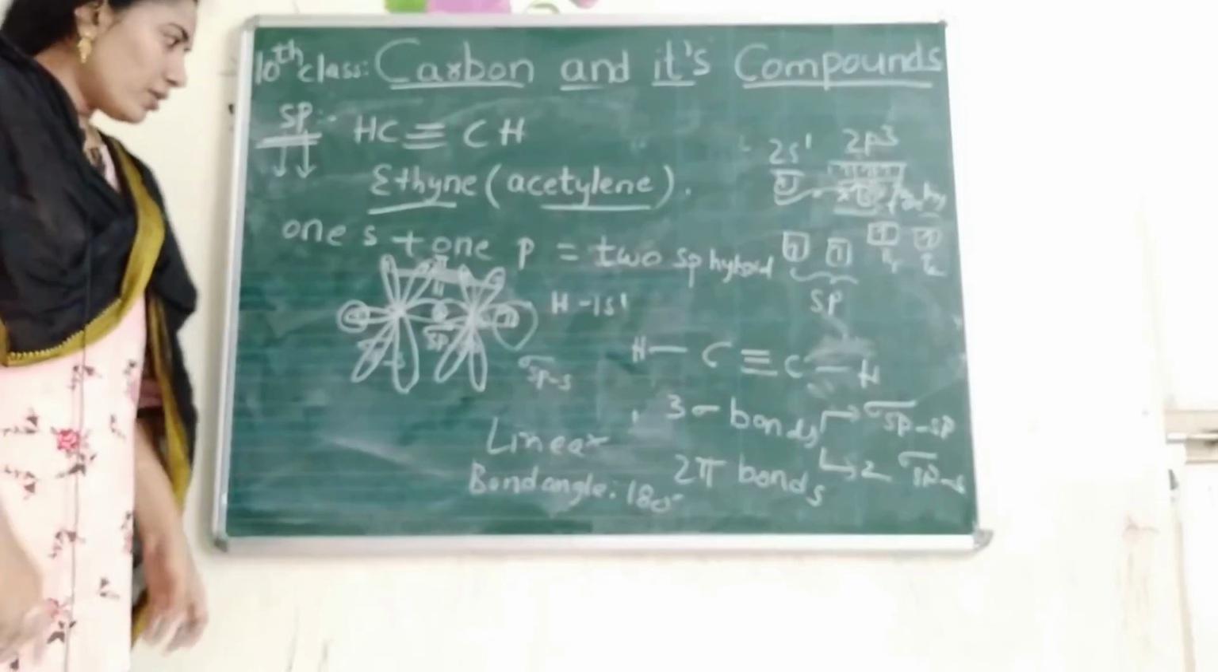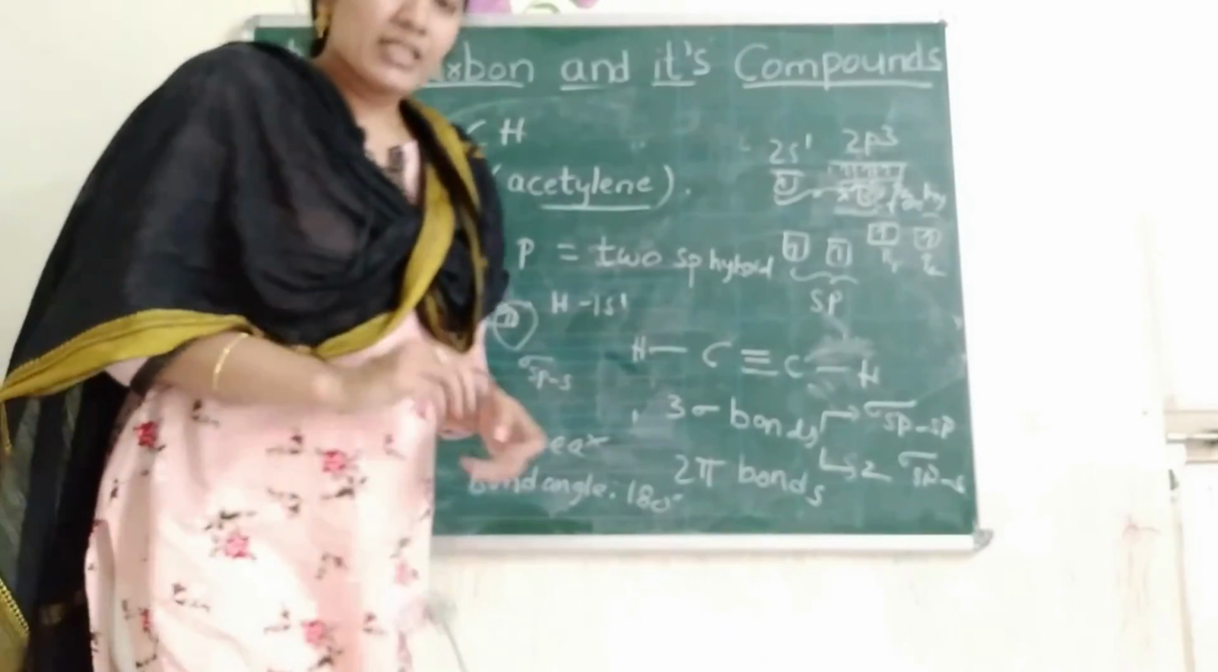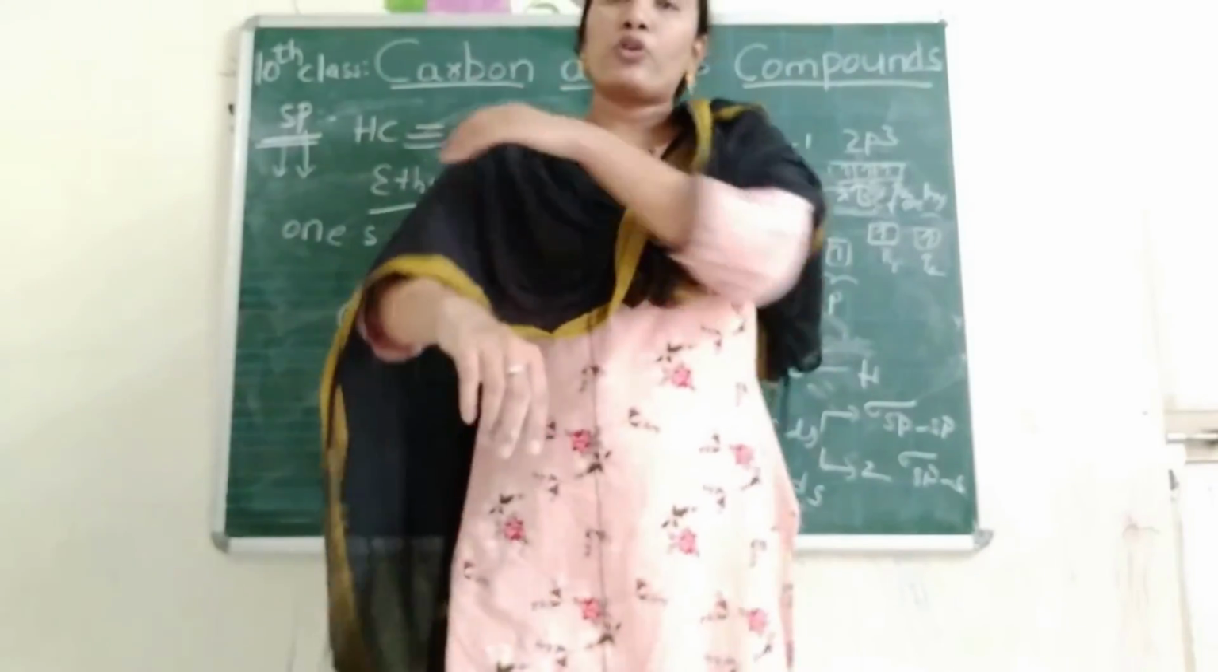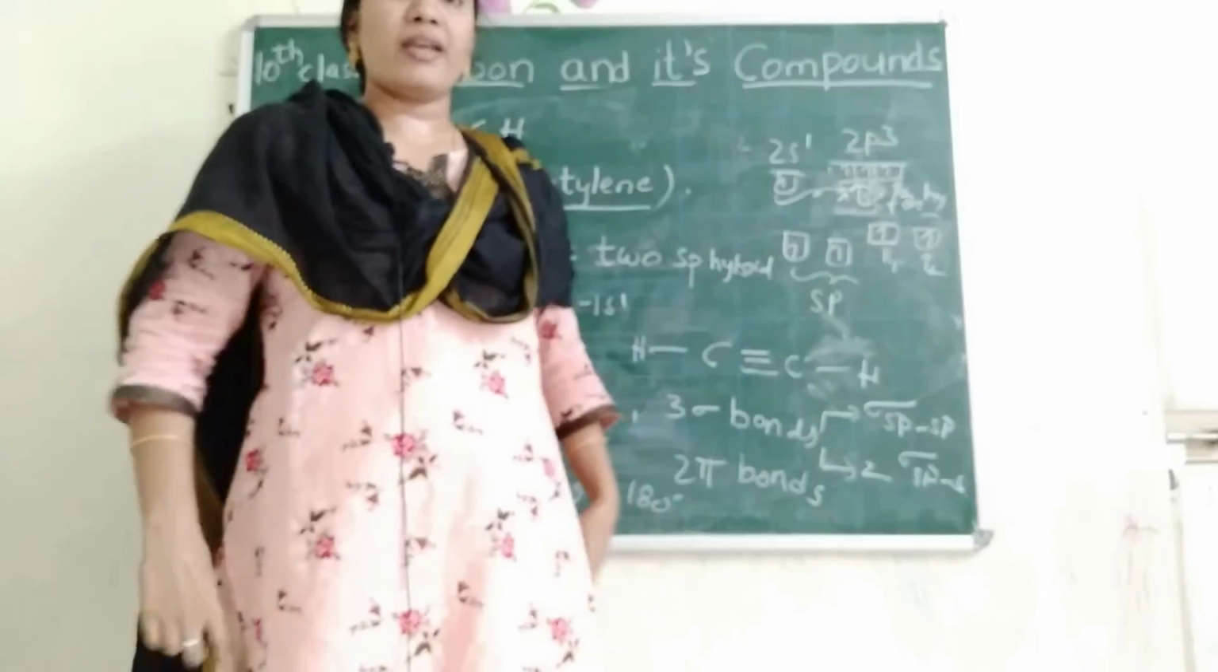With this we completed this topic. In the next class we are going to discuss allotropy, what allotropy is and what the different allotropes of carbon are.